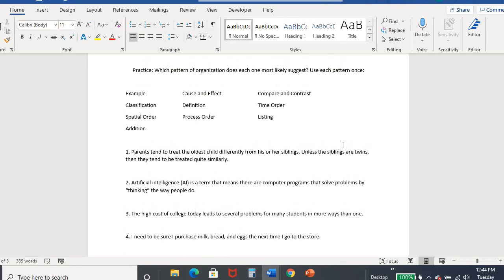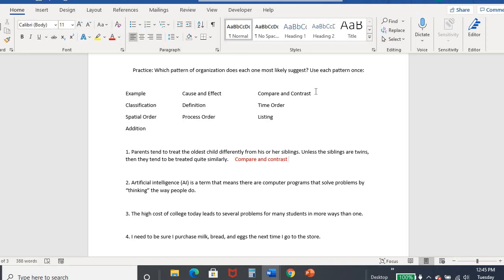All you're going to do is read each sentence, and then if you want, maybe even put it in a different color so it sticks out. Put whatever pattern goes. If you think this one, we'll just do this one together. Whoops, I don't want to erase all that. Parents tend to treat the oldest child differently from his or her siblings. Unless the siblings are twins, then they tend to be treated quite similarly. Okay, well, to me, the words different and similar stick out, and they're talking about treating the oldest child differently than siblings. They're using a lot of words that are showing me this is compare and contrast.